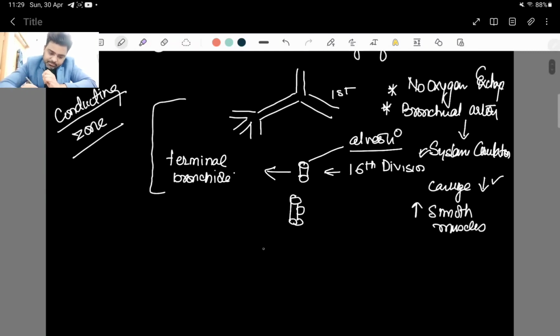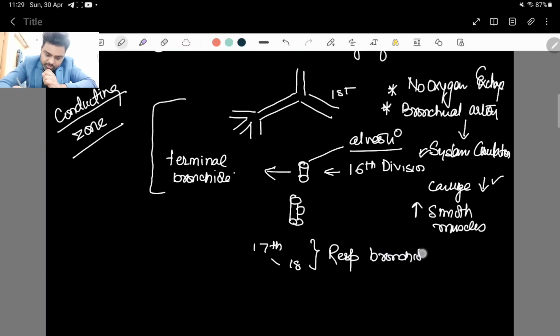After the 16th division, that is generally from the 17th, 18th division, we get bronchioles known as respiratory bronchioles. So what is the respiratory bronchiole? Respiratory bronchioles are the largest bronchioles, or the most proximal bronchioles, which contain alveoli. So please remember the definition. What is the definition of terminal bronchiole? It is the most distal and the smallest bronchiole which does not contain alveoli. After that, alveoli start appearing.